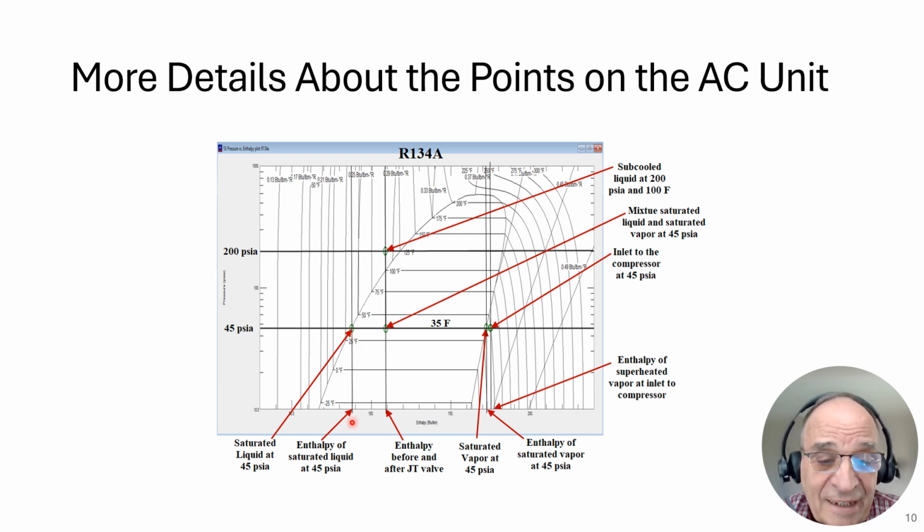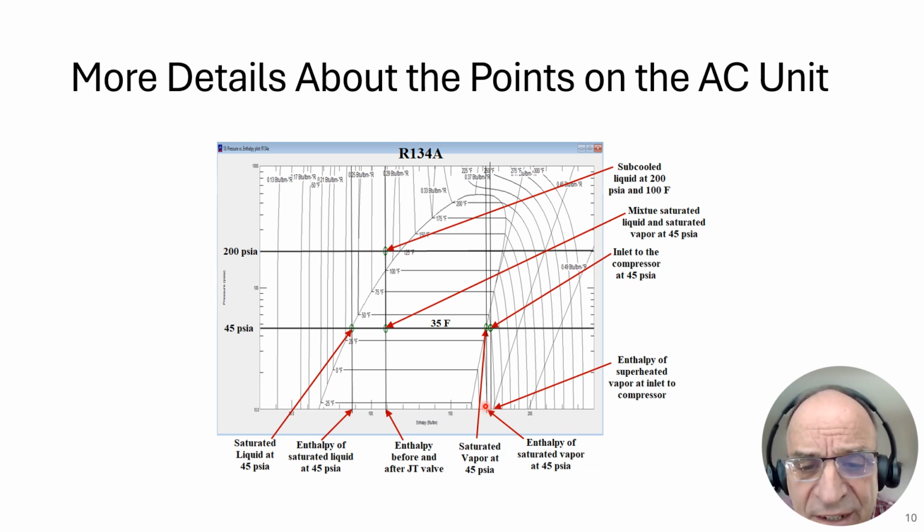And you can read that the enthalpy of the saturated liquid at 45 psia is as shown here. This is the saturated liquid at 45 psi. This is the enthalpy before the JT valve and after the JT valve. This is the saturated vapor enthalpy, which is right here. Actually, we're reading right here, but this is the saturated vapor of the R134A at 35 degrees Fahrenheit, and this shows the saturated vapor enthalpy, which is right down here.